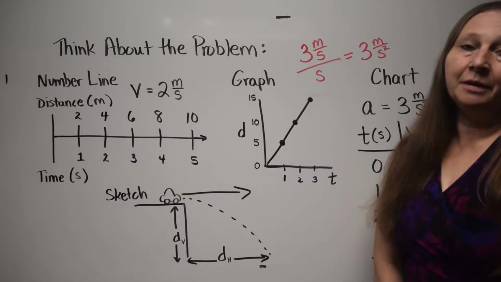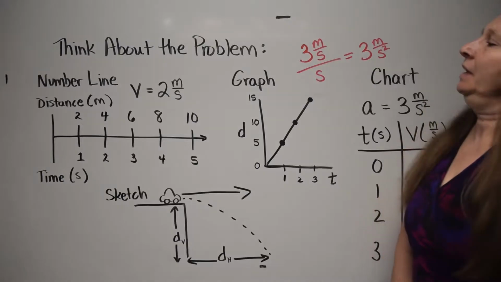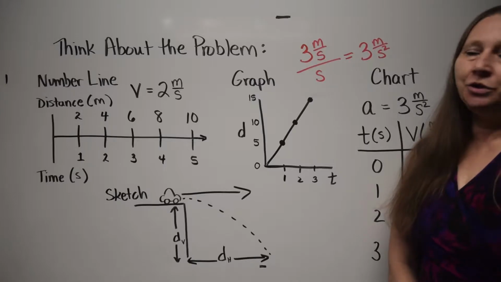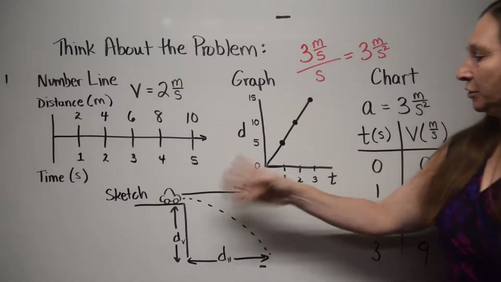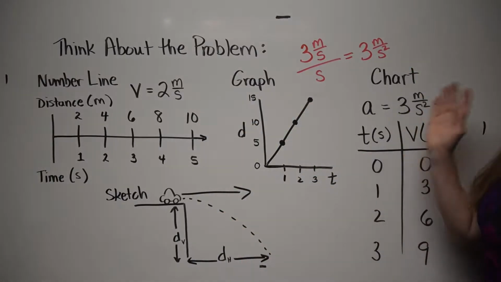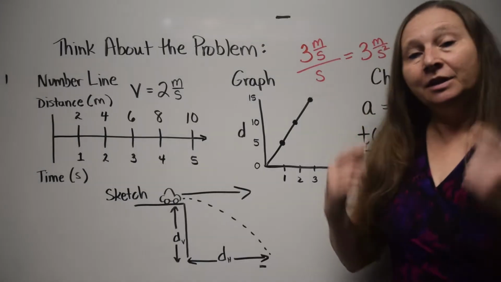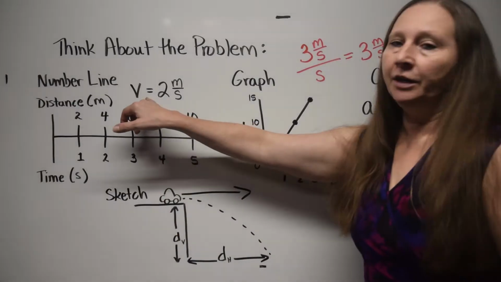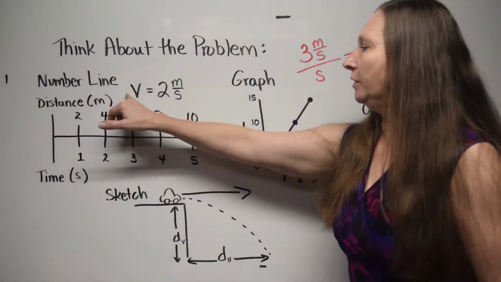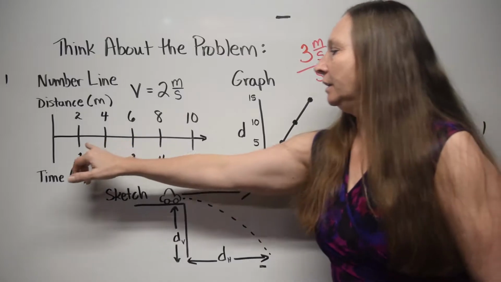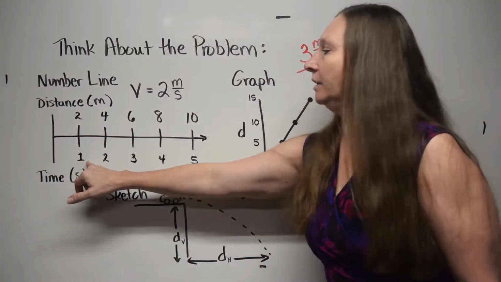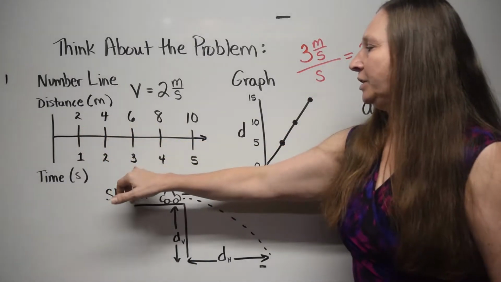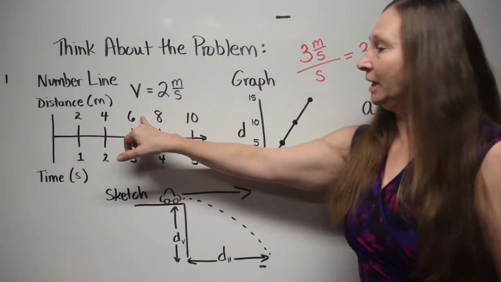Thinking about a problem doesn't mean that you're not writing. As a matter of fact, the best physics students use number lines, graphs, sketches, diagrams, charts to help them to figure out difficult problems. Now, for example, on a number line, if you know the velocity is 2 meters per second, then you know that after the first second, the person has traveled 2 meters. And after 3 seconds, the person has traveled 6 meters.